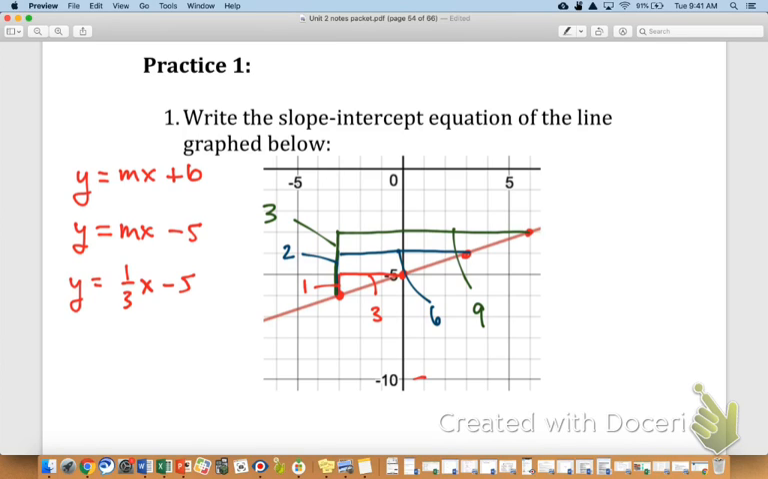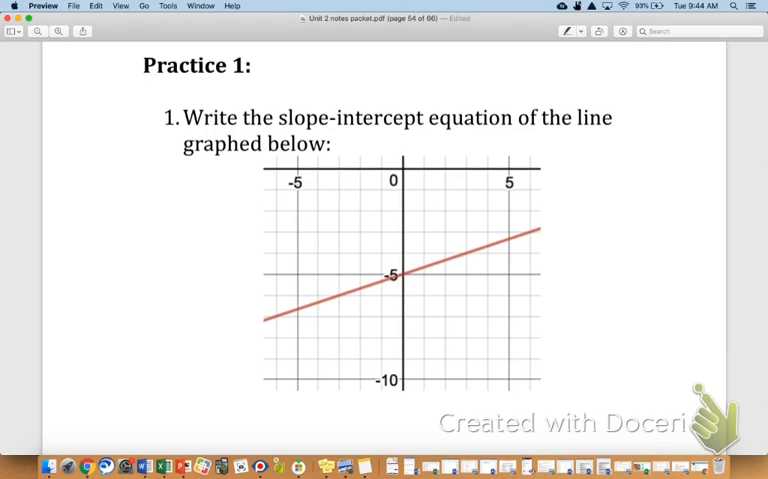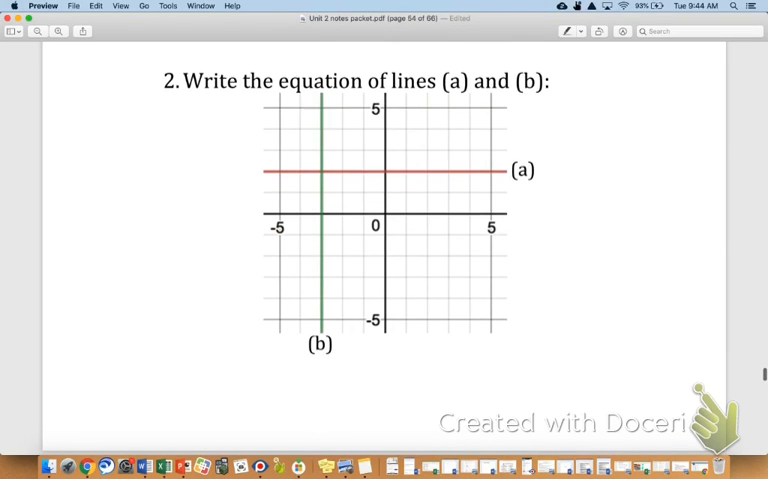Yes. All right. Fantastic. So please, take a look at number two. Number two, please. I'll get it on screen for you. Okay, number two, find the equations of those two lines.